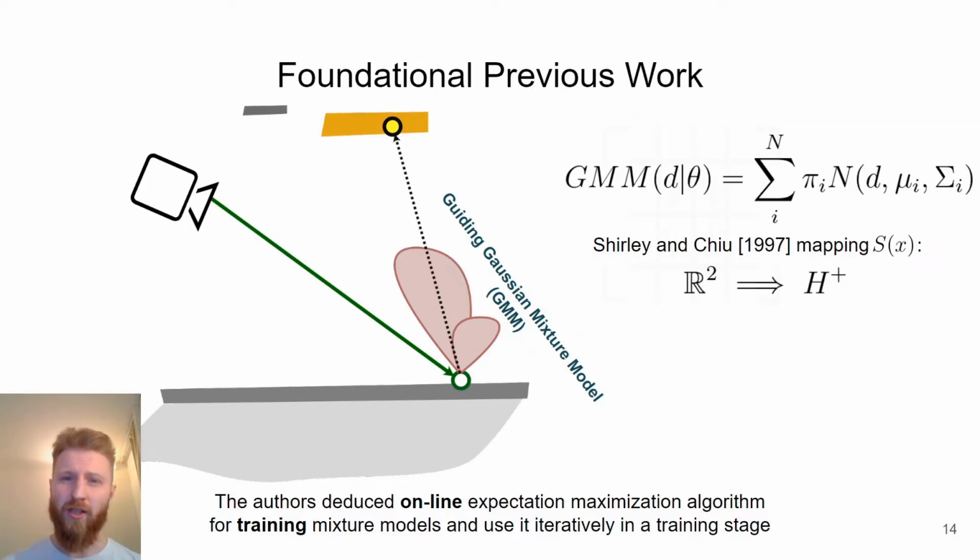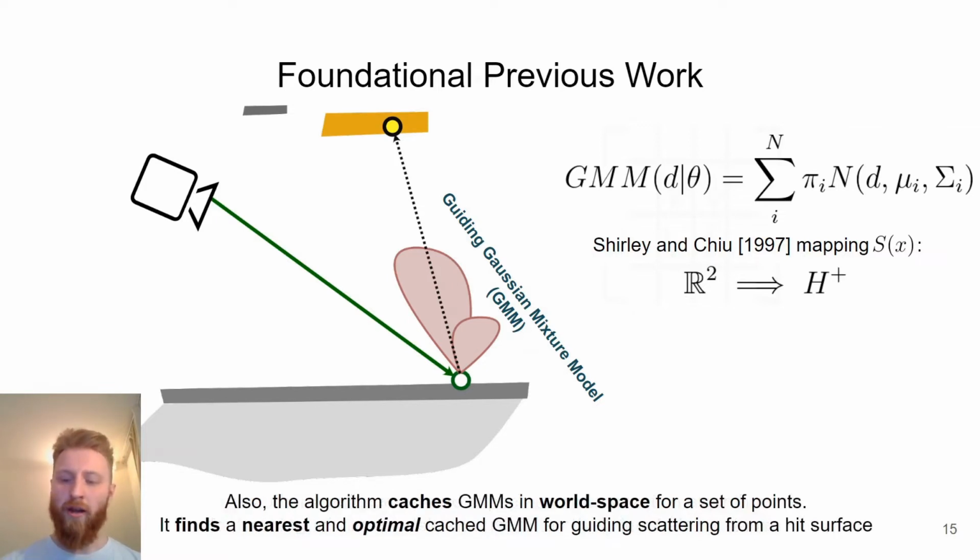In their case, they just iteratively train mixture models before the main rendering process. Also, it is important to notice that this technique caches mixture models in a set of points in virtual scenes. In the stage of applying the path guiding algorithm, it searches a set of nearest cached mixture models close to the current hit point location, and it tries to select the best candidate based on several heuristics.